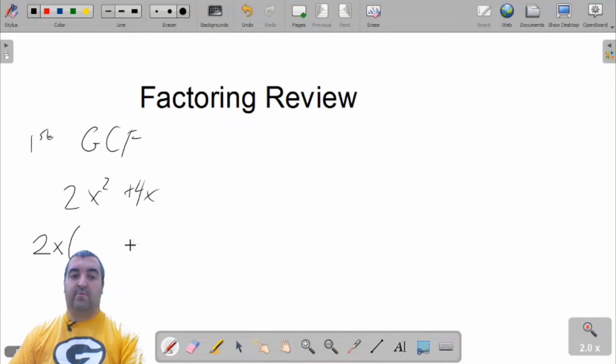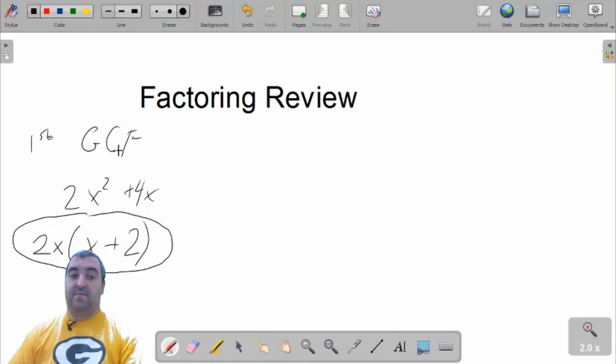And so we put that out in front, and then what we do with this term is we divide it by 2x. So 2 divided by 2 is 1, we don't need to write it. X squared divided by x is x. Okay, we do the same thing here. 4 divided by 2 is 2, x divided by x is 1, so it'd be 2 times 1, so we don't need to write it. So there we go. We have factored GCF.